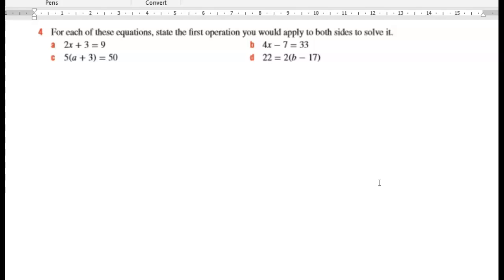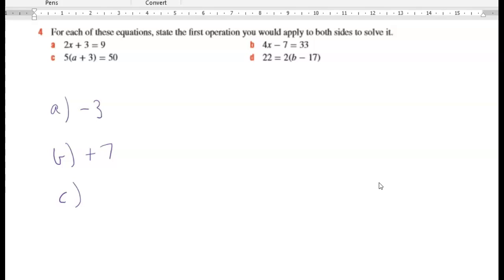For each of the equations, state the first operation you would apply to both sides to solve it. So this is basically testing your understanding of how we unravel an equation. Remember, we get rid of the constant first. So for A, the first thing we're going to do is subtract 3 to get rid of that. For question B, the first thing we're going to do is get rid of that minus 7 by adding 7. Question C, remember this 5 is protecting the A plus 3, so it has to go first.